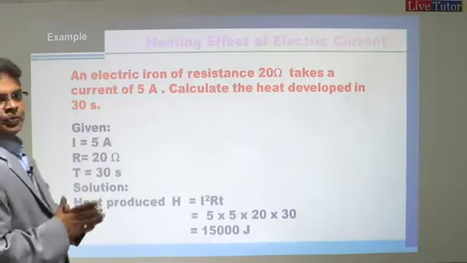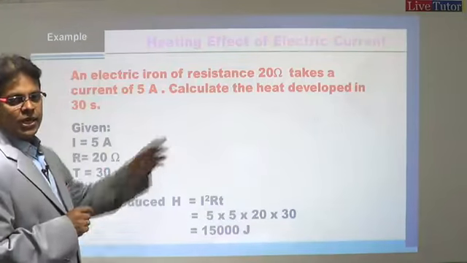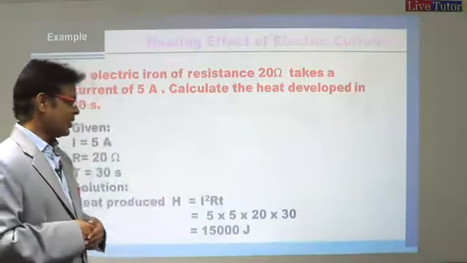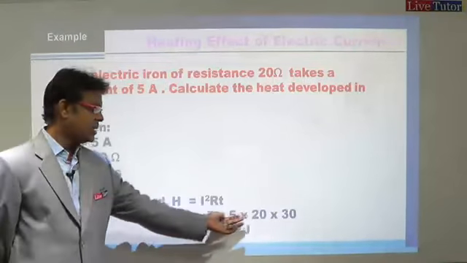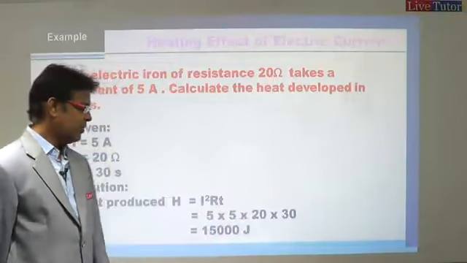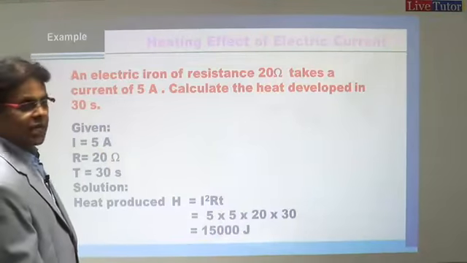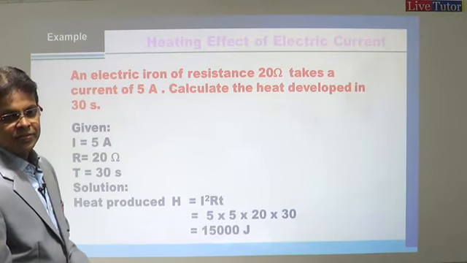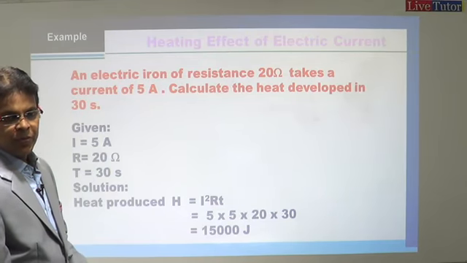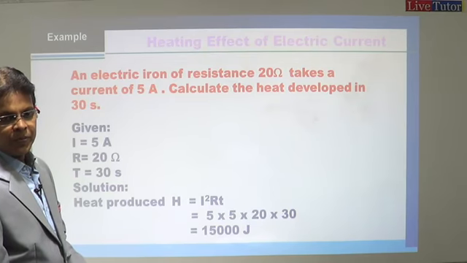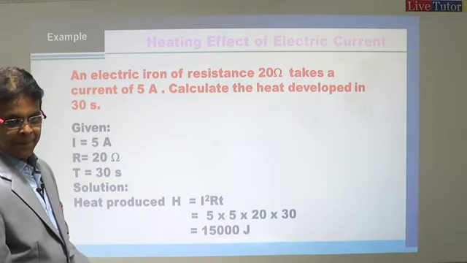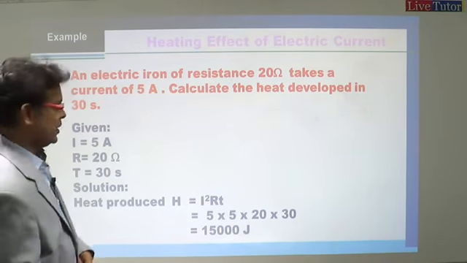The next one. An electric iron of resistance 20 ohms takes a current of 5 amps. Calculate the heat developed. Again, same question, I square RT. So I square RT, 5 into 5 into 20 into 30, which is nothing but 15,000 joules. Yes, what did you say? Joules. Yeah, that's it. Good.